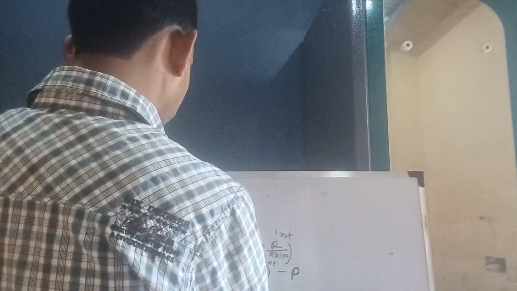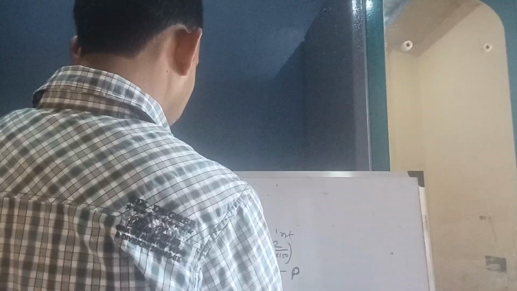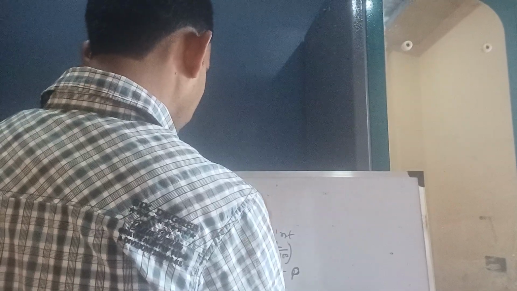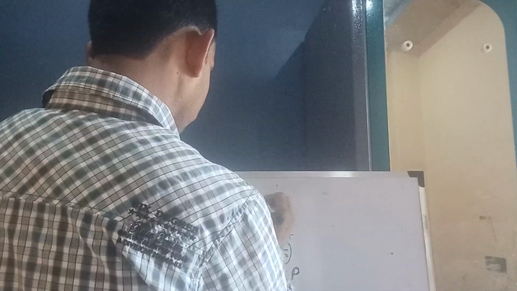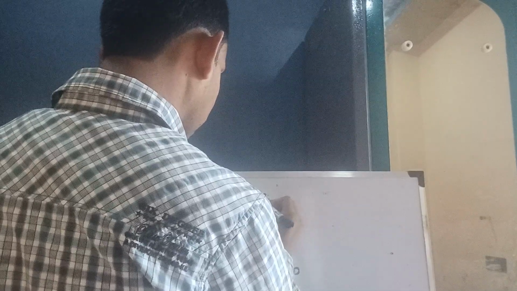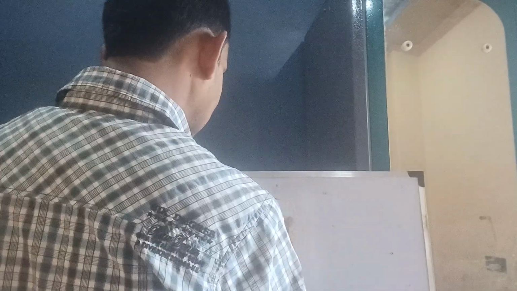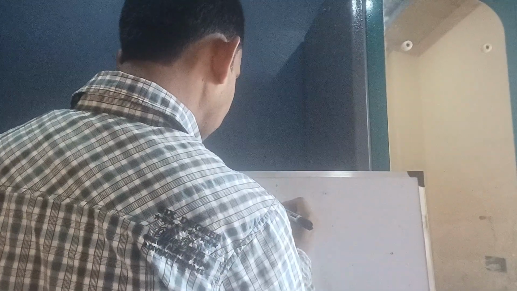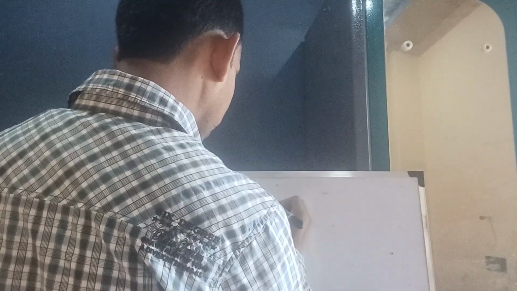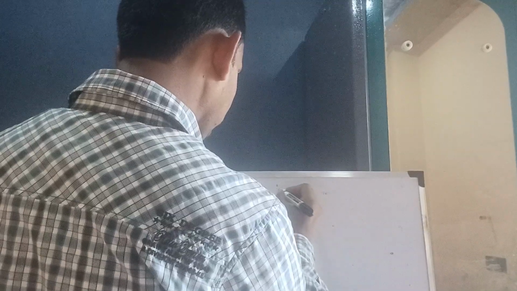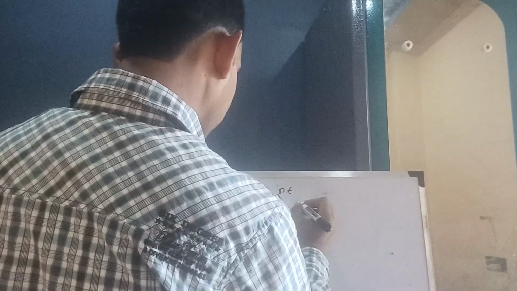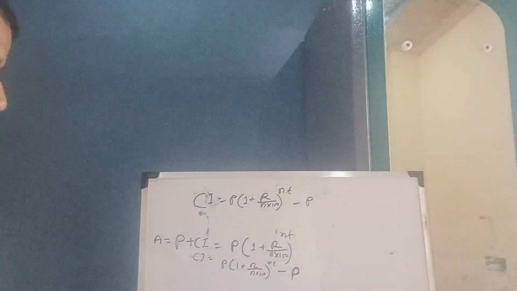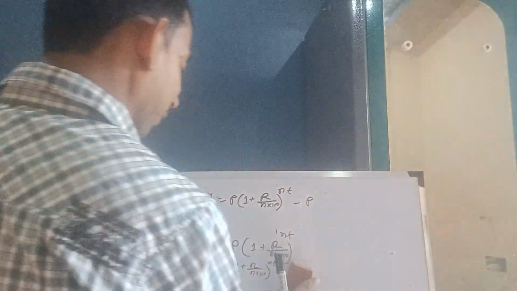Okay. Put this formula here: CI equals P into (1 plus R by N into 100) to the whole power N into T, minus P. This is one formula. Okay, I am erasing this part.